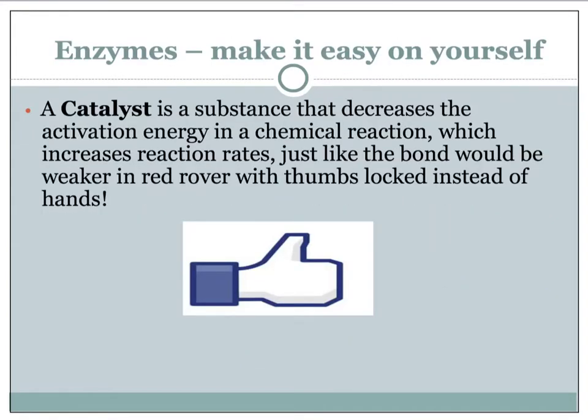Now, there's this thing called an enzyme. An enzyme is a catalyst. A catalyst is something that speeds up a reaction. It's going to increase a reaction. Speed up a reaction. Make it faster. So in the Red Rover analogy, it's as if instead of the kids holding hands, they were locking thumbs. Well, that would sure be easy. Even the littlest kid could break through somebody's thumbs. So it speeds up a reaction.